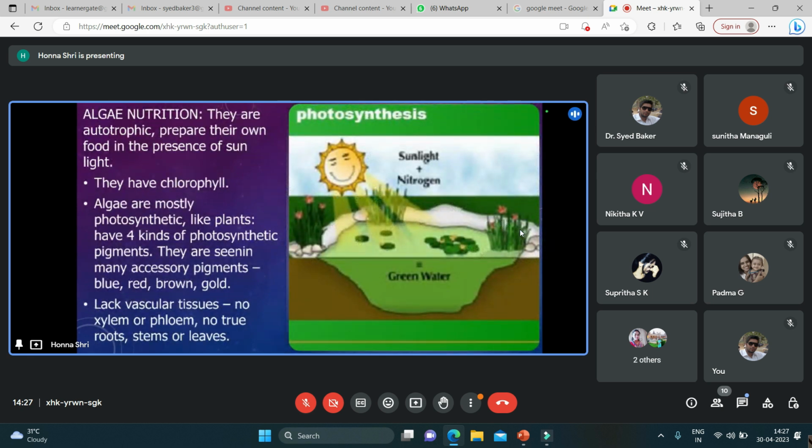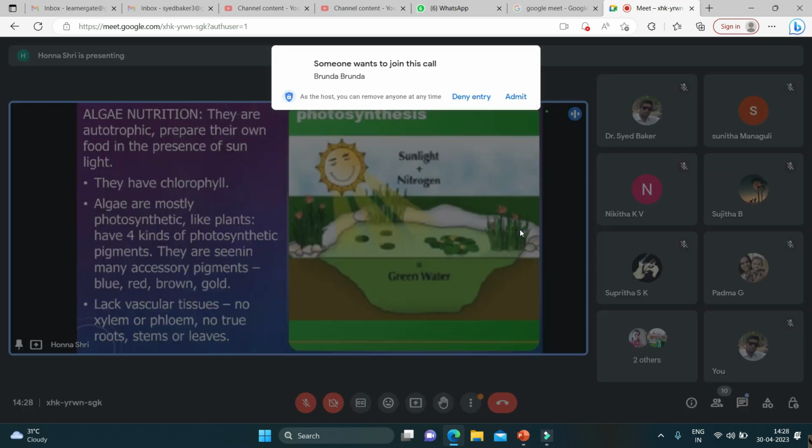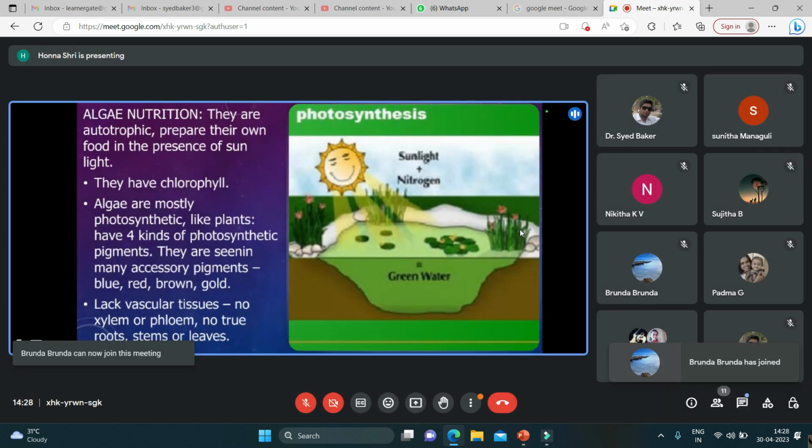Algal nutrition. They are autotrophic. They prepare their own food in the presence of sunlight. They have chlorophyll. Algae are mostly photosynthetic, and like plants they have 4 kinds of photosynthetic pigments. They are seen with many accessory pigments like blue, red, brown and gold. They lack vascular tissues, with no xylem and phloem, and no true roots, stems or leaves.